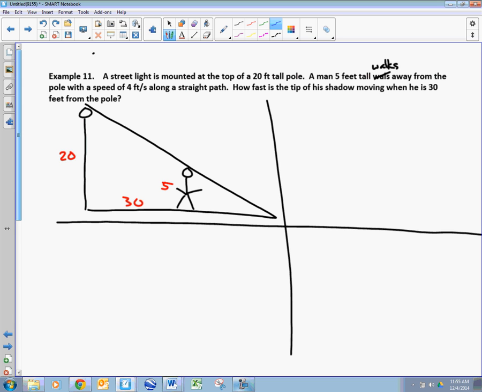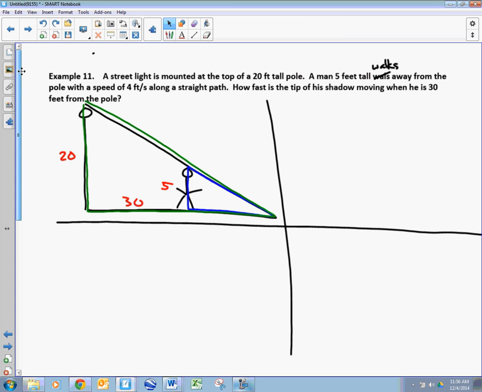Question. Just to the man. Yep. So it says that he is 30 feet away from the pole. You see the two triangles.